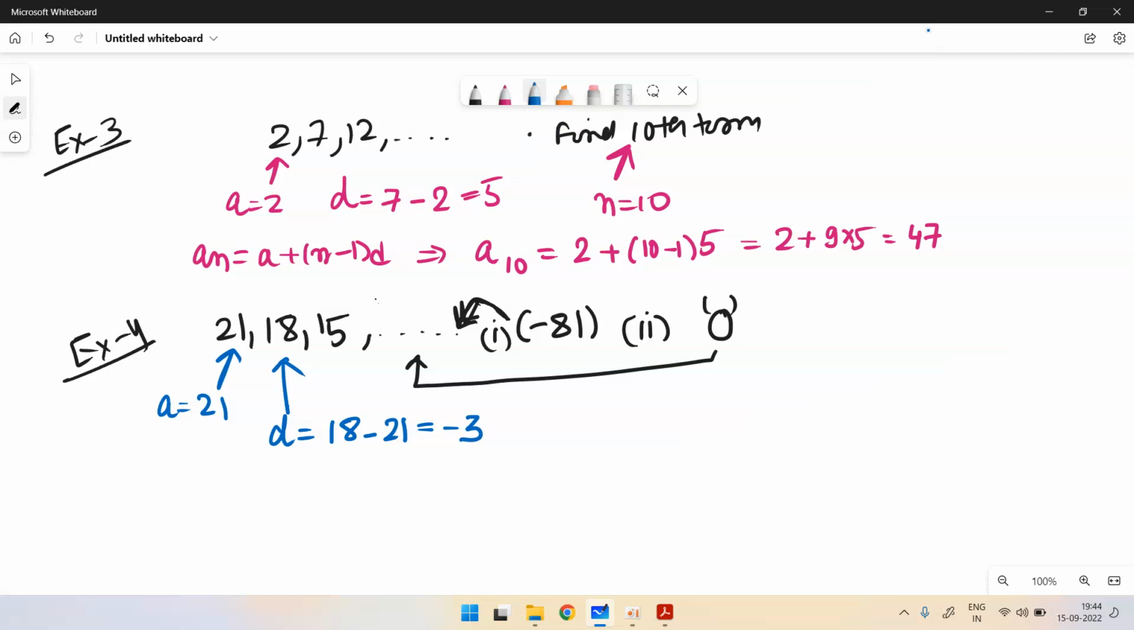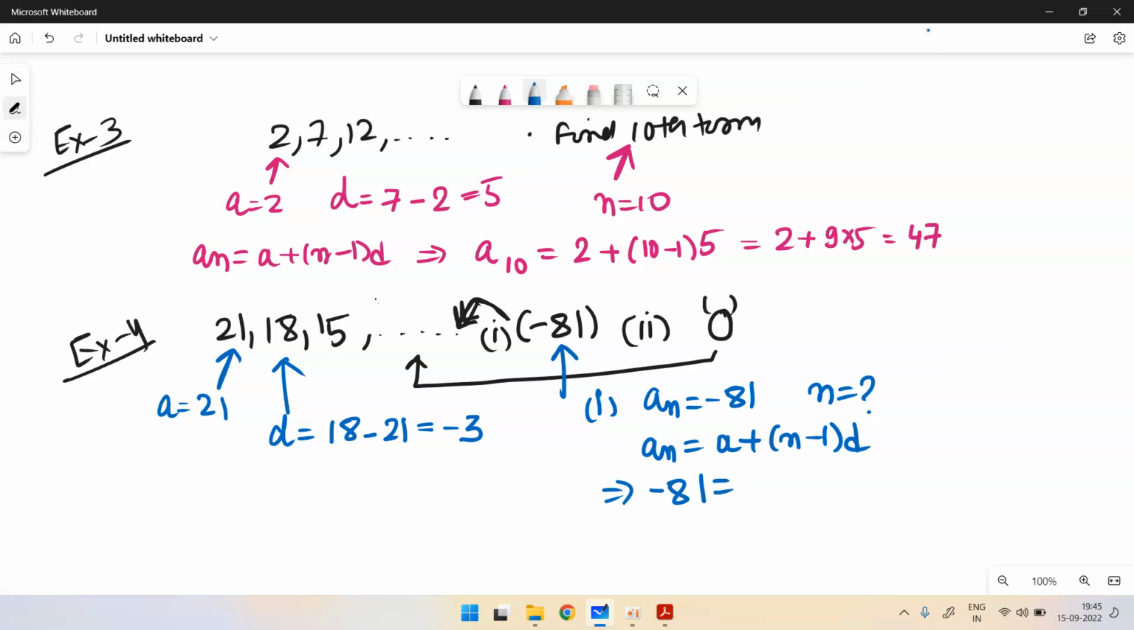Now here, minus 81 is a term. I'm doing the first question, so assuming this term exists, suppose the nth term is minus 81. So a of n is minus 81. Now you need to find the value of n. If you apply the formula, a n is nothing but a plus n minus 1 d. So if I put the value of a n as minus 81, the value of a is 21, plus n minus 1, where n we don't know, and d is minus 3.